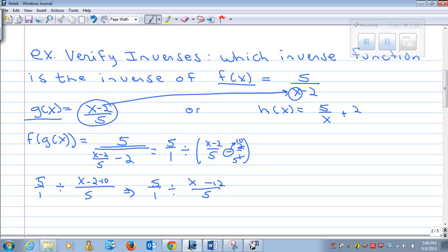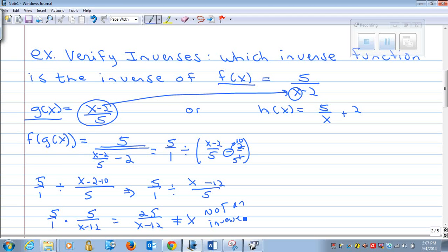Now, what we're going to have to do is, instead of dividing, we're going to multiply by the reciprocal. So we're going to have 5 over 1 times, and we're going to take the reciprocal of the second term, which would be 5 now over x minus 12. And at that point, we have 25 over x minus 12. There's no way to simplify that to x, so it is not equal to x. It is not an inverse.